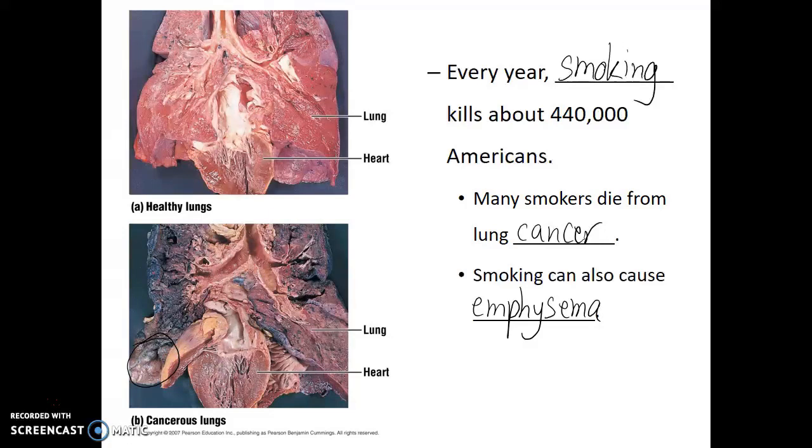That takes us to the end of our discussion of the respiratory system. The next organ system that we'll discuss will be the immune system.